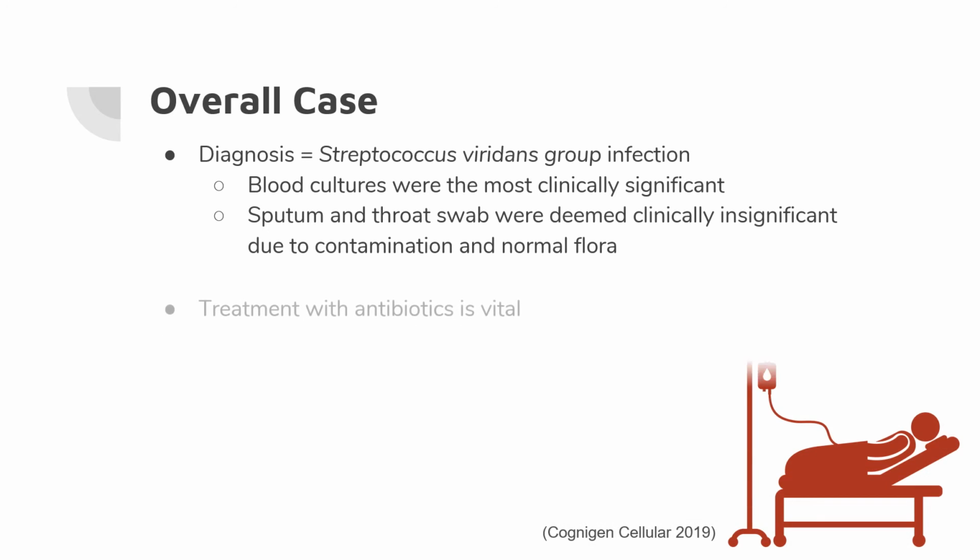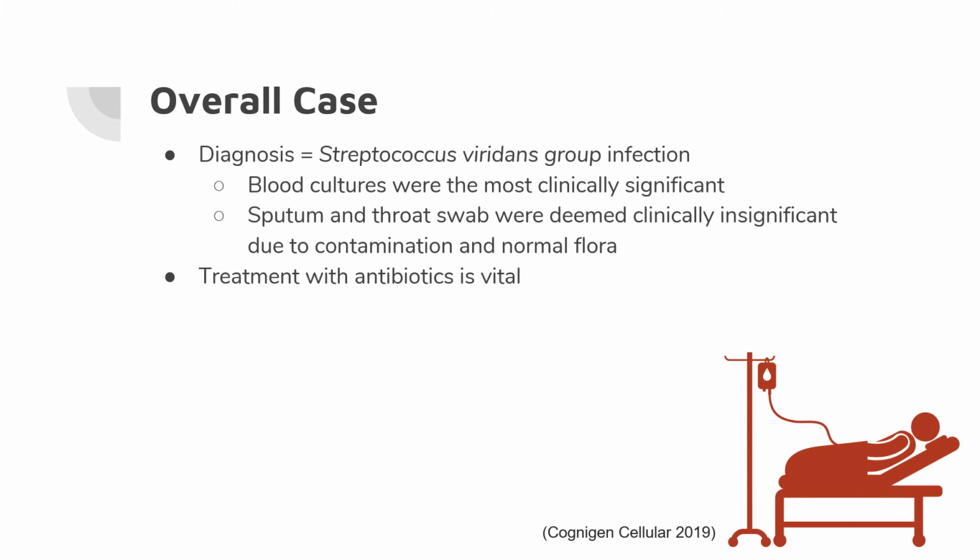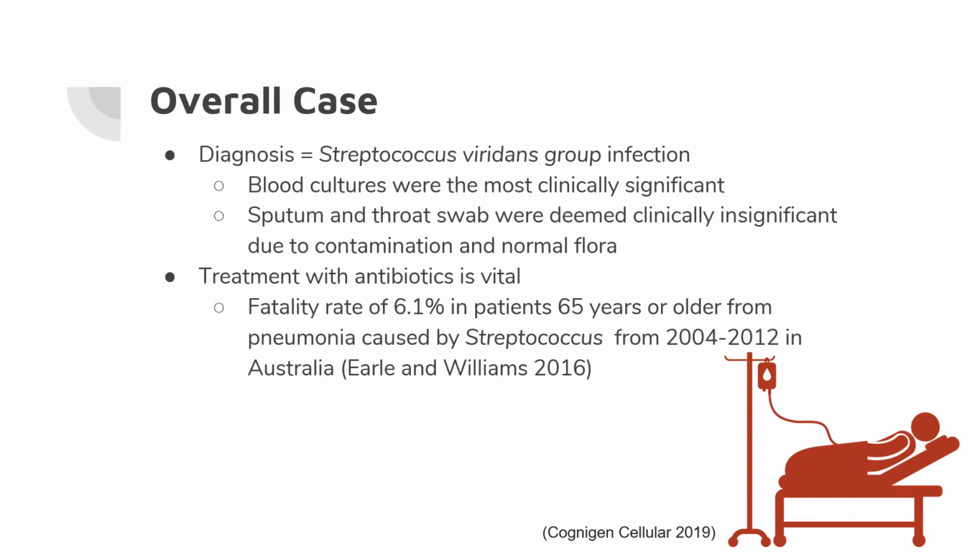The identification of Streptococcus viridans as the causative organism is significant, as the patient should be treated with antibiotics to reduce their mortality from pneumonia, especially as he is elderly and therefore has a weaker immune system. The fatality rate from 2004 to 2012 for pneumonia caused by Streptococcus in patients aged 65 years or older was 6.1% in Australia. Due to this fatality rate, it is vital that the administration of antibacterial therapy is prompt to increase the probability of a successful treatment outcome.